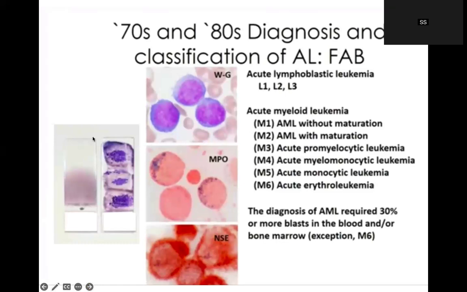In the 70s and 80s, the diagnosis and classification of acute leukemia was according to the FAB classification, the French-American-British classification. Acute lymphoblastic leukemia was divided into L1, L2, and L3, and acute myeloid leukemia NOS was divided into M1 to M6. To call it acute leukemia, the blasts should be 30% or more in the blood and also in the bone marrow, except in M6. After that, in 2001, WHO classification guidelines were made for acute myeloid leukemia and acute lymphoblastic leukemia.